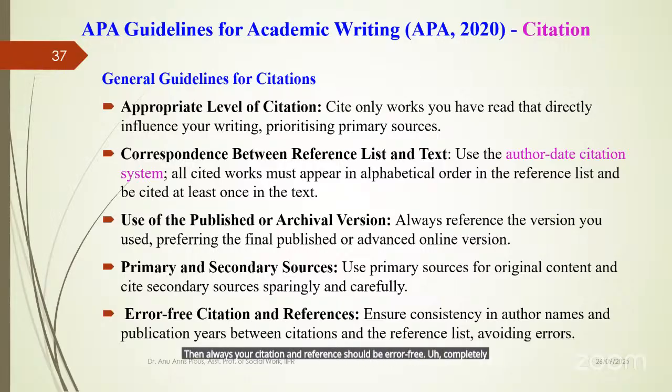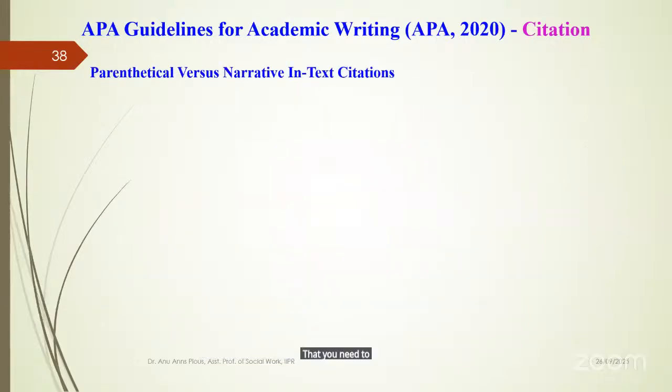That means there should not be any kind of spelling mistake with respect to author name or title name, or article name, or journal name, or book name, or publisher's name. Any of this information should not have any kind of spelling or grammatical error. You need to be very careful. Now, we are moving to citation.